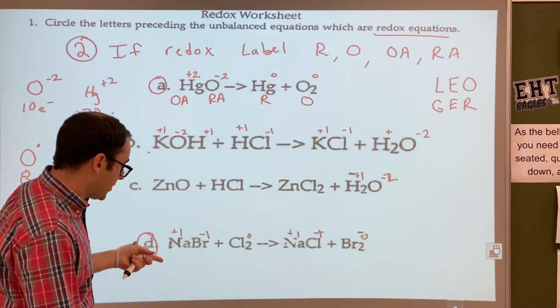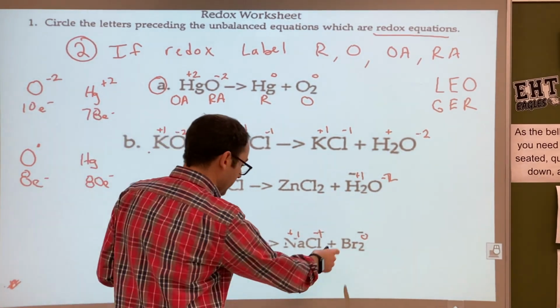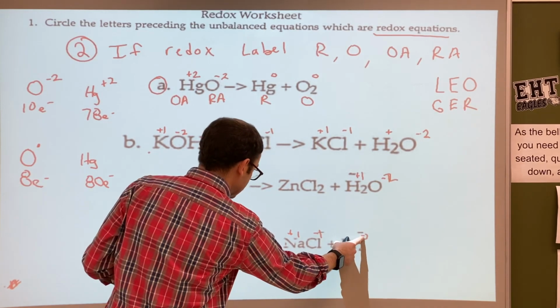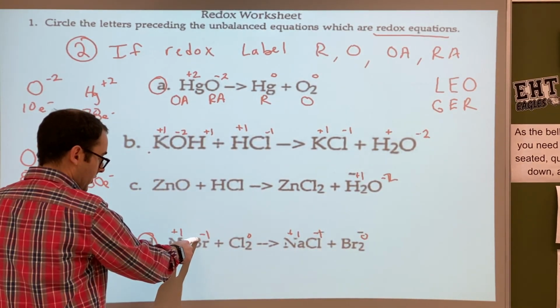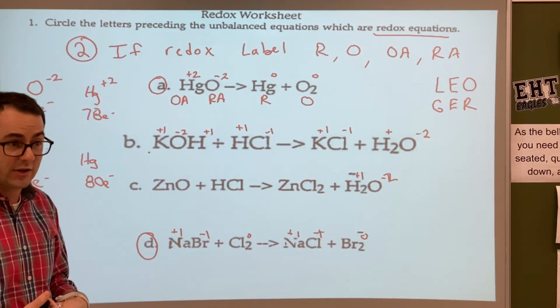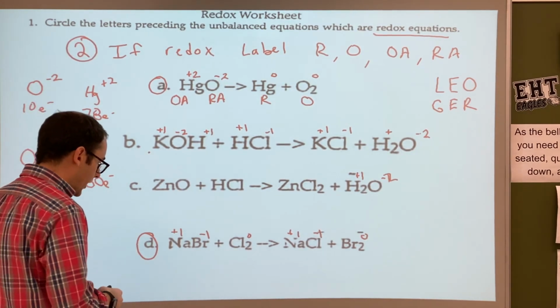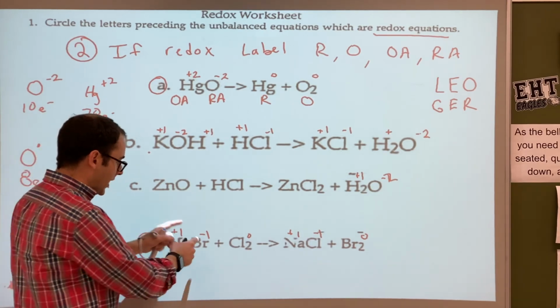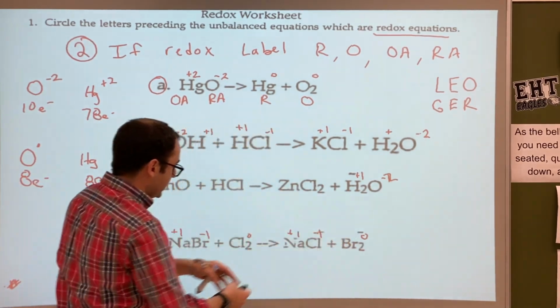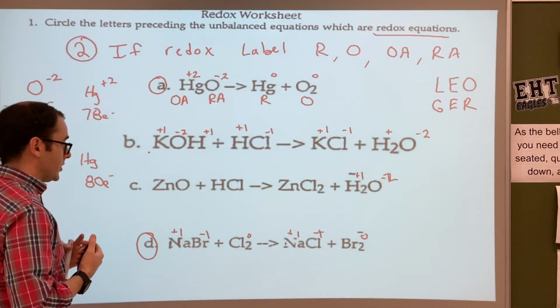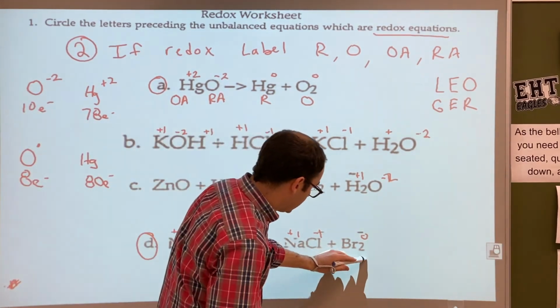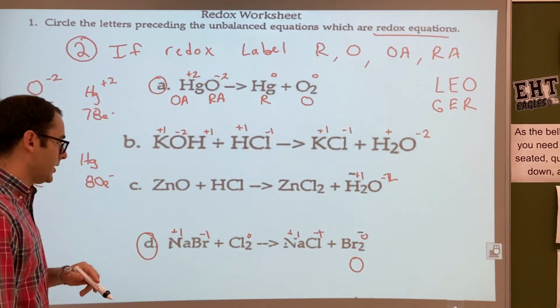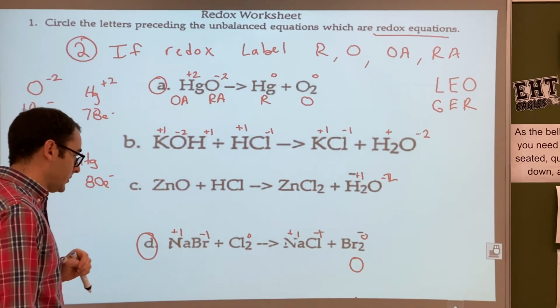All right. So let's look at the bottom one here. Let's do bromine. I'm just picking a random one. Bromine 0. Over here, it's -1. So what did it do? Did it lose or gain electrons? Okay, so when it's -1, that means it has more electrons. And then when it goes down to 0, that means it lost one of those electrons. So in this case, it's being oxidized, because it lost an electron.